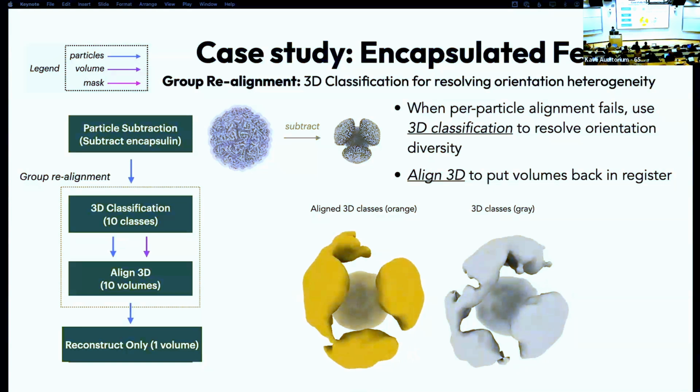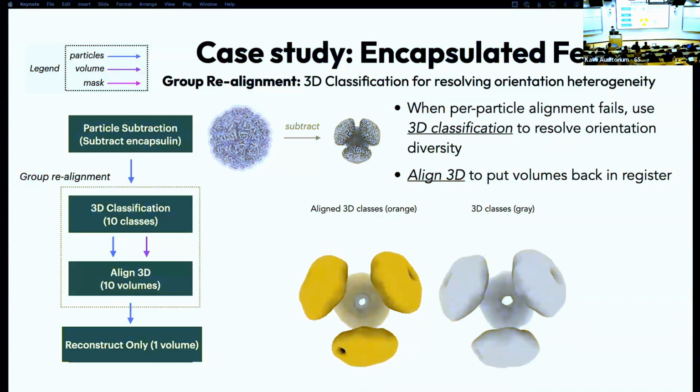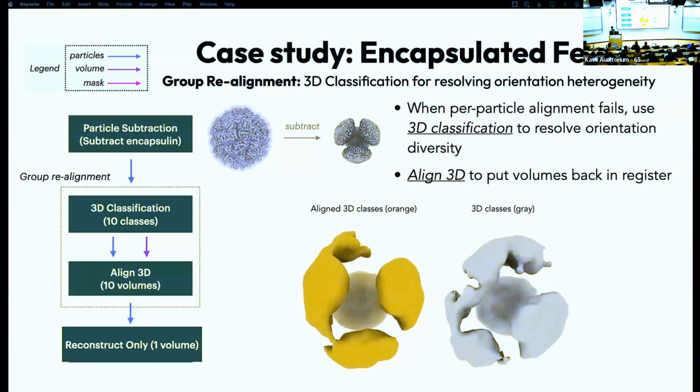to each other. Now, this isn't surprising because we haven't actually updated these alignments since that initial C1 refinement of the entire encapsulin and encapsulated ferritin complex. So it's been a while, and we tried the local refinements, but they suffered from the overfitting issues. So the next thing that we can do that was kind of unique about this case study is we can put the volumes back into register, as well as update the particle alignments using the Align 3D Maps job.